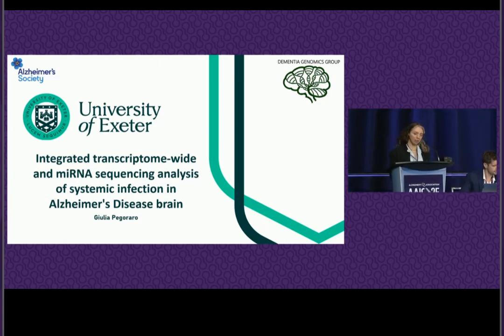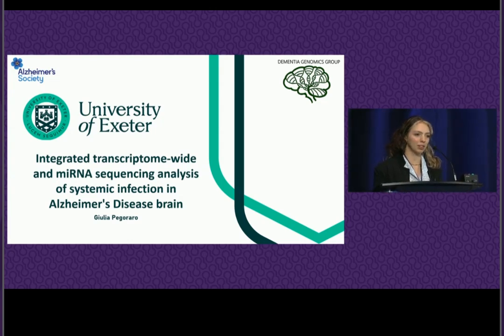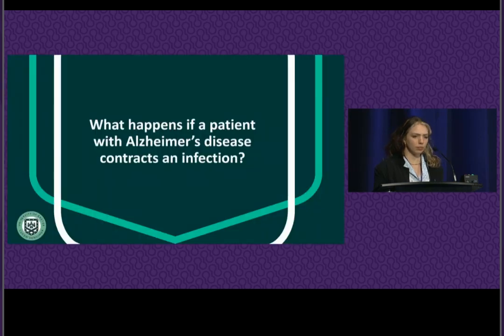Good morning, everyone. I'm really excited to be presenting part of my PhD project that focuses on systemic infection in Alzheimer's disease brain. I have nothing to disclose. I want to start by asking, what happens if a patient with Alzheimer's disease contracts an infection? I'm sure some of you might say that the rate of cognitive decline increases, or that the rate of mortality of the patient might increase. But what are the molecular mechanisms that are involved in infection during Alzheimer's disease? This is what we've been trying to answer with this project.